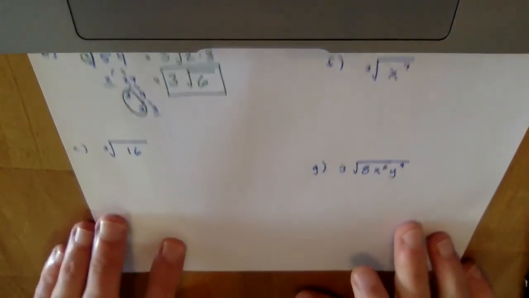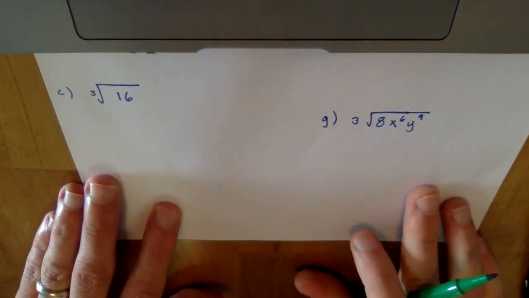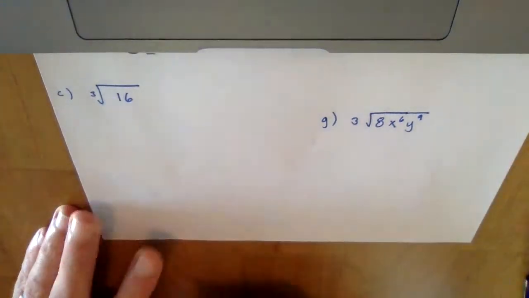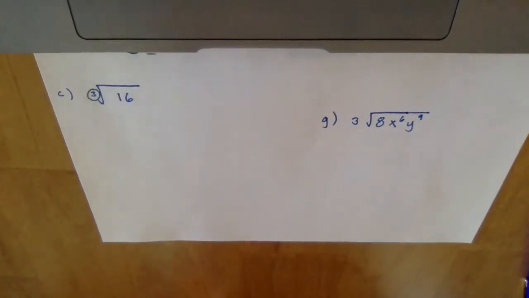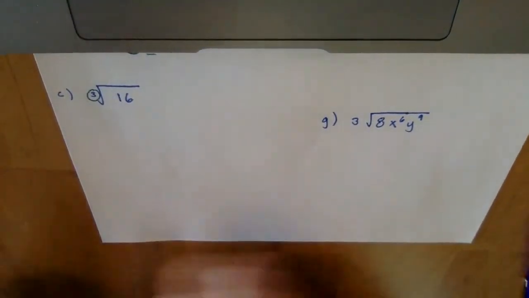And I'll keep going here to letter C. For this one, this is a cube root. Notice it has a little miniature 3 on the outside. That's telling us that we've got to get 3 of a kind here for them to get married and move out. So I'll start to break this thing down.